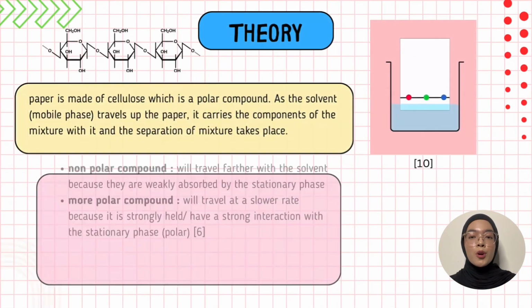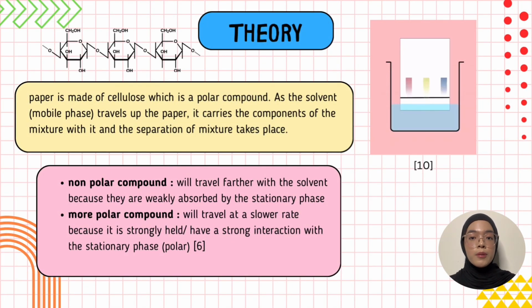So how does paper chromatography work? The chromatography paper is made of cellulose, which is a polar compound. As the solvent, which is the mobile phase, travels up the paper, it carries the components of the mixture with it and the separation of the mixture takes place. The non-polar compound will travel farther with the solvent because it is weakly absorbed by the stationary phase. The more polar compound will travel at a slower rate because it has a strong interaction with the stationary phase, which is a polar compound.